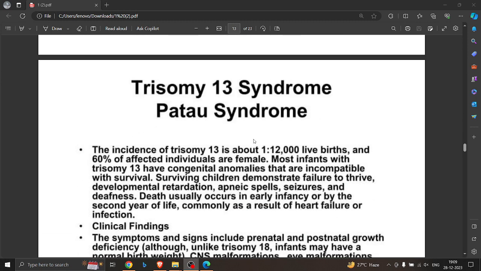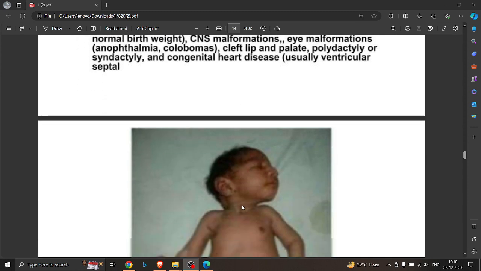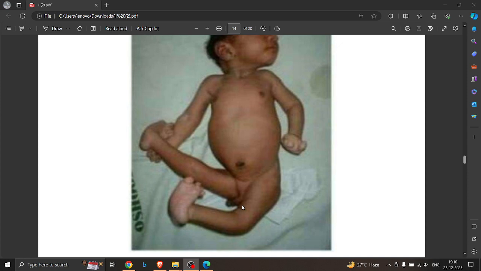There is one more syndrome, that is Patau syndrome. The symptoms include prenatal and postnatal growth deficiency, although unlike trisomy 18, infants may have normal birth weight. Also, eye malformations, cleft lip and palate, and some congenital heart diseases are the symptoms for this Patau syndrome. This image shows the Patau syndrome.